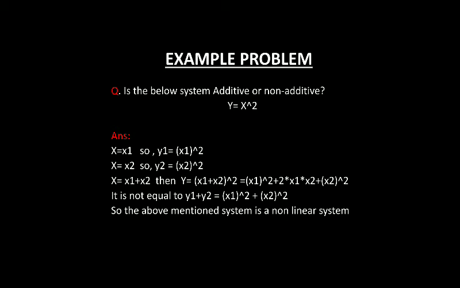Why are we saying that it is non-linear, though we have just found that it is non-additive, and have not yet found out whether it is homogeneous or non-homogeneous? Because if one of those properties is not satisfied, we can say with 100% surety that the system is non-linear, because for the system to be linear, it has to satisfy both conditions.